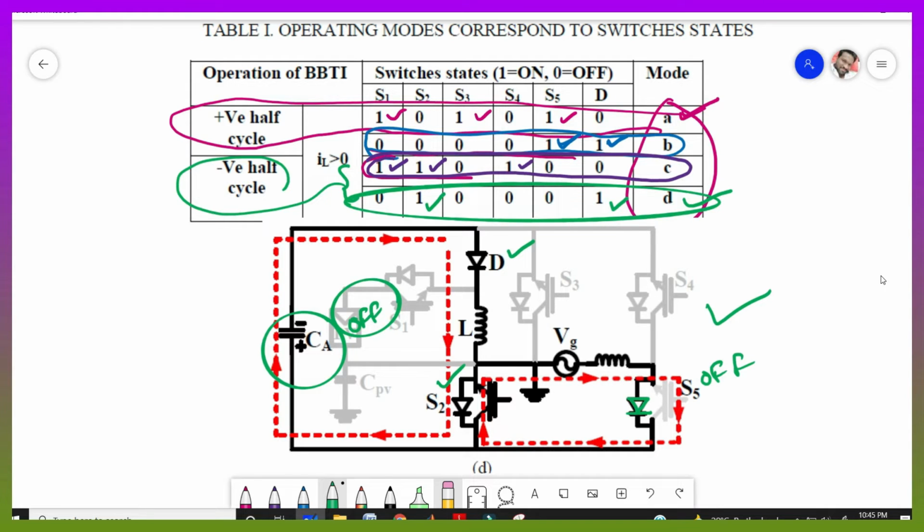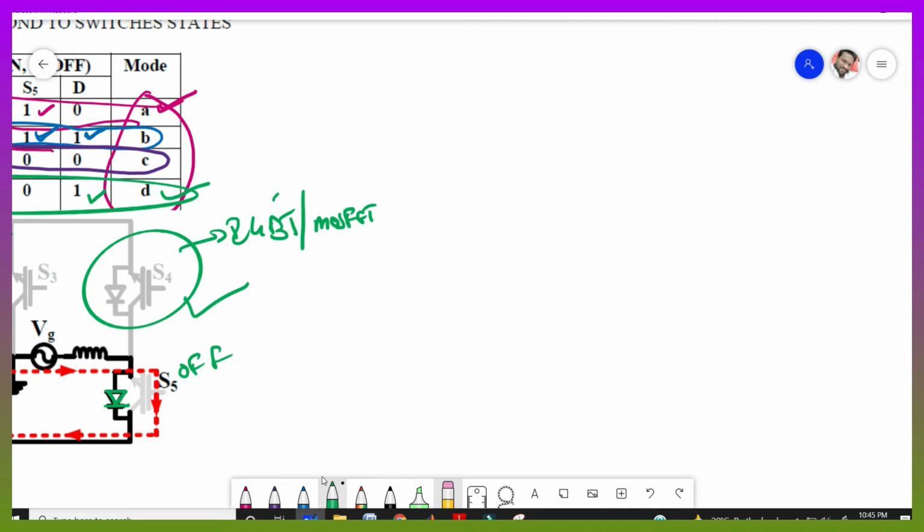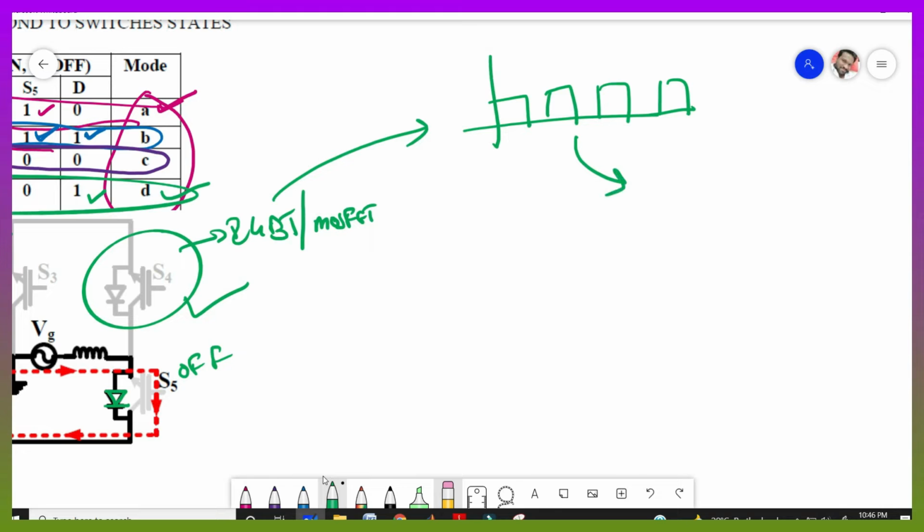Here we are taking switches like IGBT, right? You can take IGBT or MOSFET, whatever it may be, but these are controllable switches. To turn these controllable switches on and off, we need to give pulsating signals, nothing but gate signals, to turn on and off these MOSFETs or IGBTs. For that purpose, in our project we are using the simple sinusoidal pulse width modulation technique.